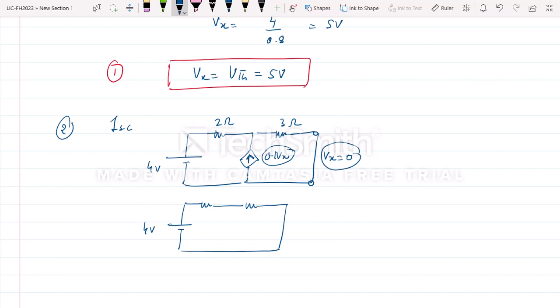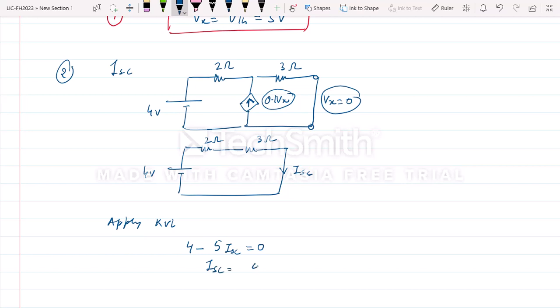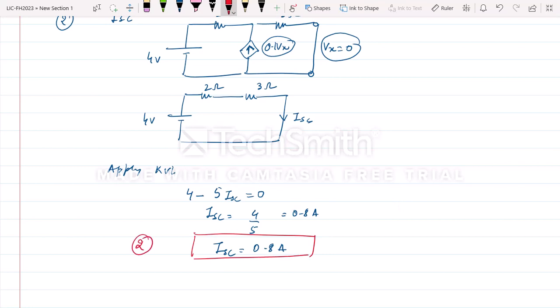With Vx as 0, this current is nothing but Isc. This is 2 ohm, this is 3 ohm, and this branch is open circuit. Now I can find Isc by applying KVL: 4 minus 5 Isc equals 0. So Isc is 4 upon 5, that is 0.8 ampere. This is our second step. It became easy because Vx is 0 and the source became open circuit.